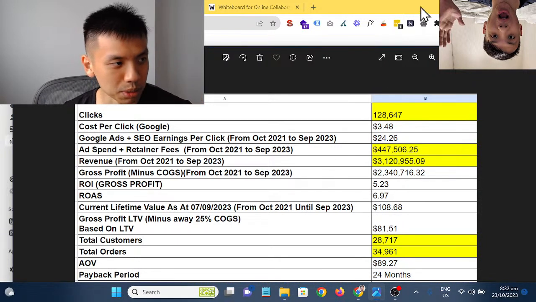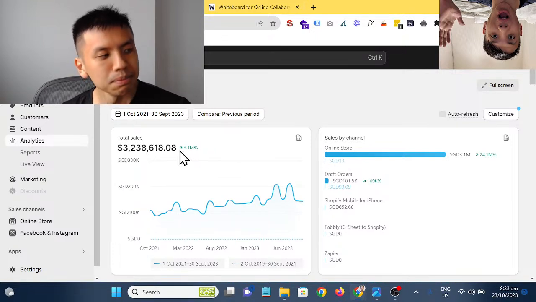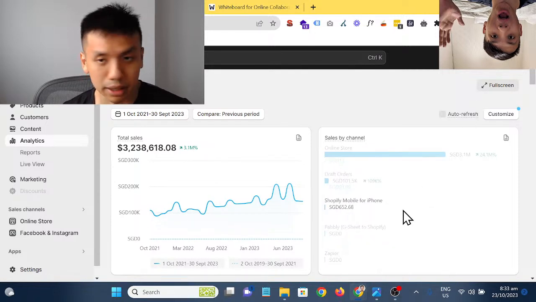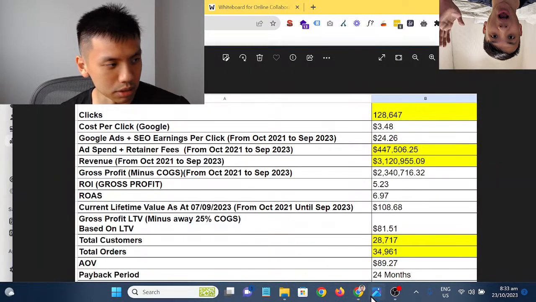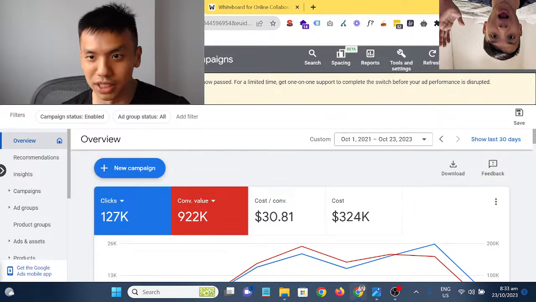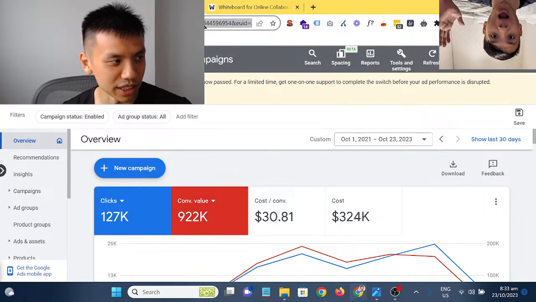Okay, I think there's 2 people watching now, but basically this is what we're looking at. We're looking at $3.2 million of sales across 24 months with a 6.97 return on ad spend. So we spent well over $300,000 in Google Ads, and if you look over here, ad spend is about 447k. I'm going to quickly bounce to the Google Ads dashboard so that you can see as well. This is the cost between this period, 324k. Conversion value is 922k.